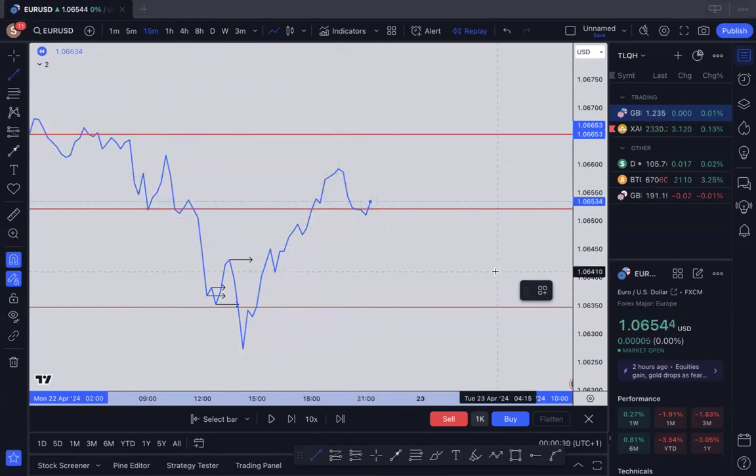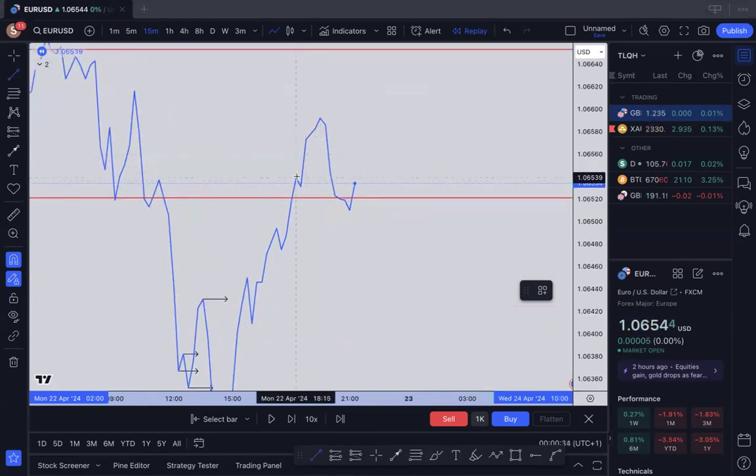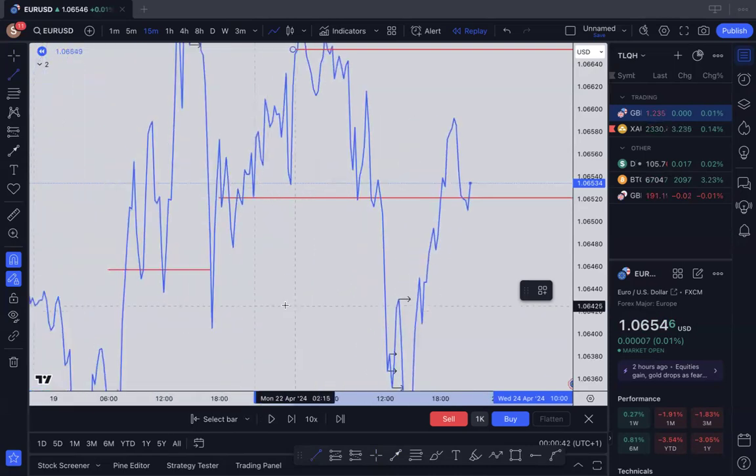But something to note as well, when we get a QM, it is a little bit better to have it in prime time trading hours. So this is usually in between 7 in the morning and 5 p.m. in the afternoon. And this is on UTC+1.